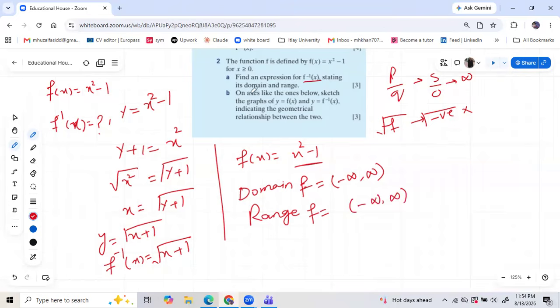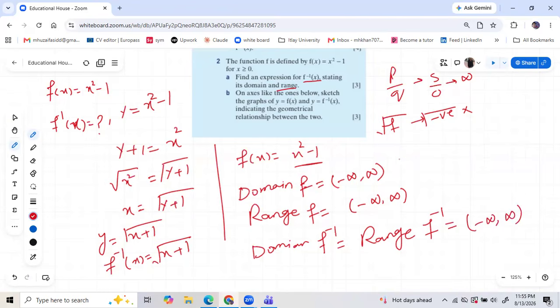And what was our target? To find the domain and range of the inverse function. So the domain of f inverse, and I'm also writing it in combined format, and the range of f inverse of x, gives us minus infinity to plus infinity. This one goes to this one, and this one goes to that one. Okay.